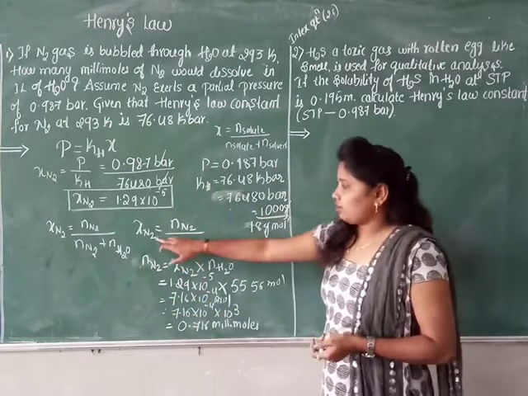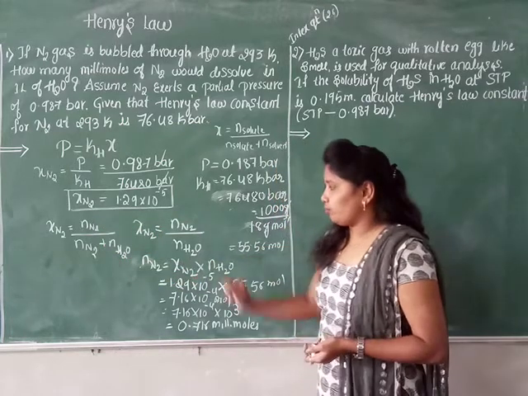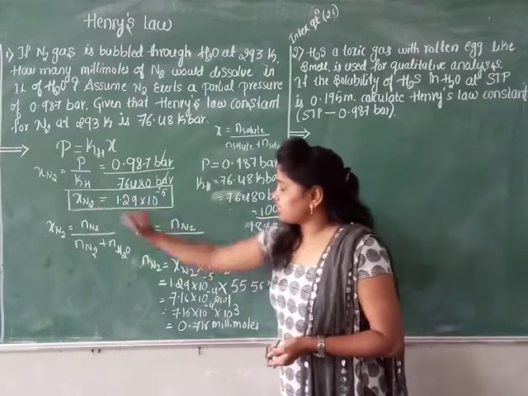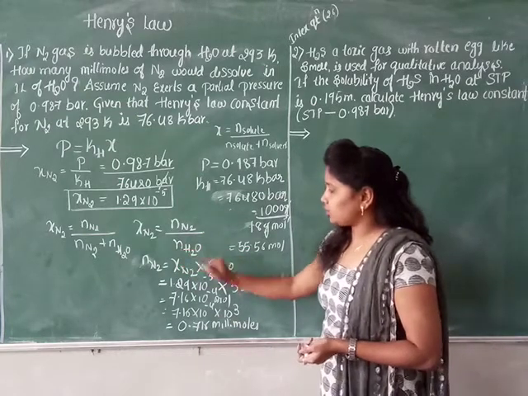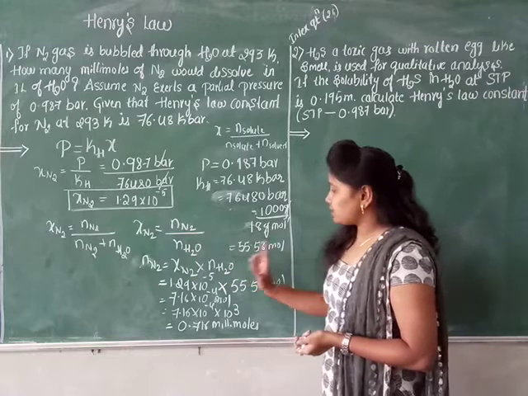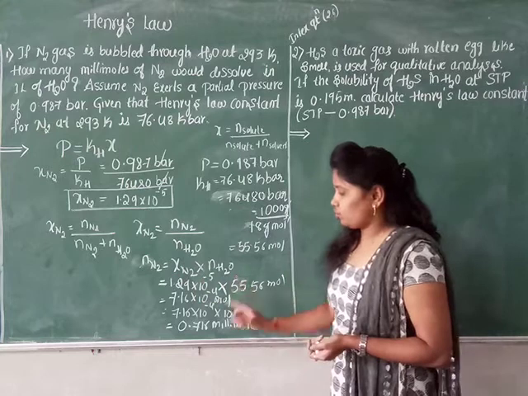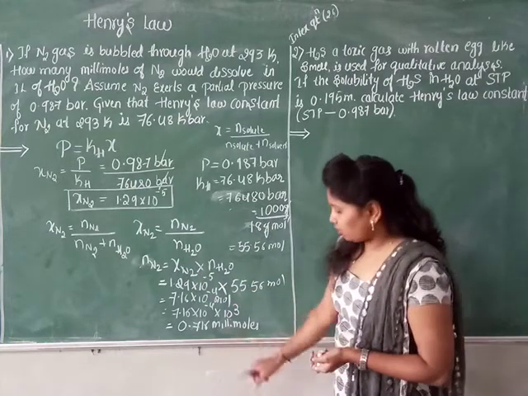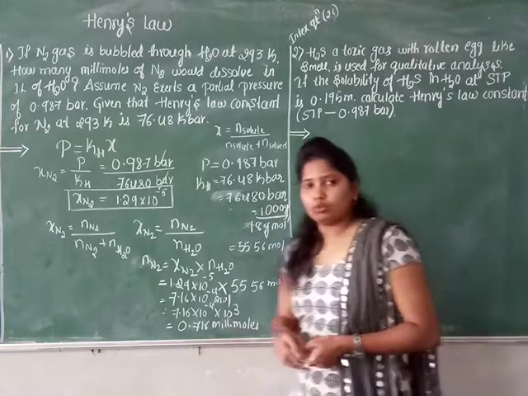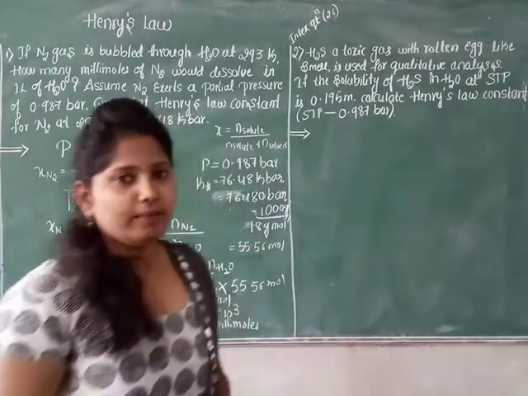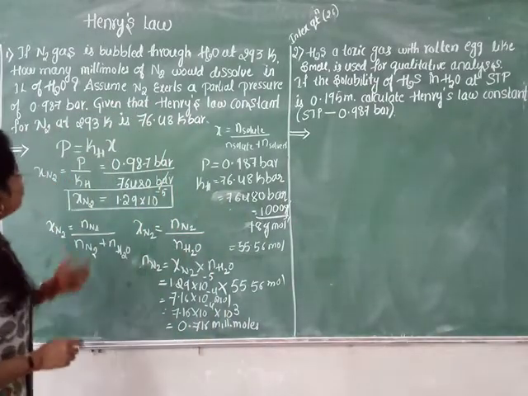So therefore, our equation will be Xn2 is equal to N(N2) divided by NH2O. We have calculated the Xn2, and we have calculated the NH2O, that is 55.56 moles. Therefore, N(N2) is equal to Xn2 into NH2O. By putting all these values, we got the value, that is 0.716 millimoles of nitrogen gas dissolved in 1 liter of water. Okay. So we are done with the first problem.